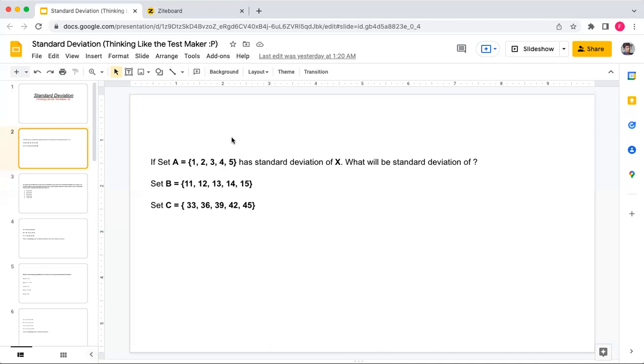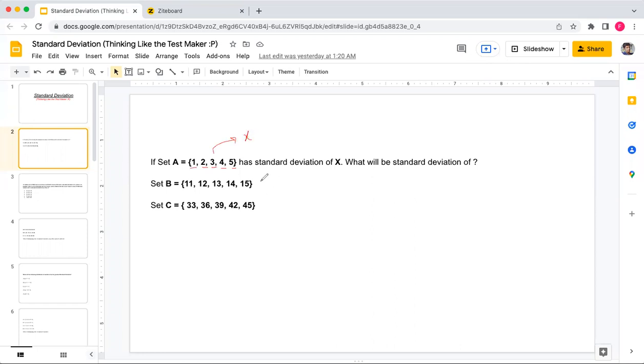The question is: set A has elements 1, 2, 3, 4, and 5 and has a standard deviation of X. What will be the standard deviation for set B and set C? At first, we have a set having elements 1, 2, 3, 4, and 5, and the standard deviation for this is X.